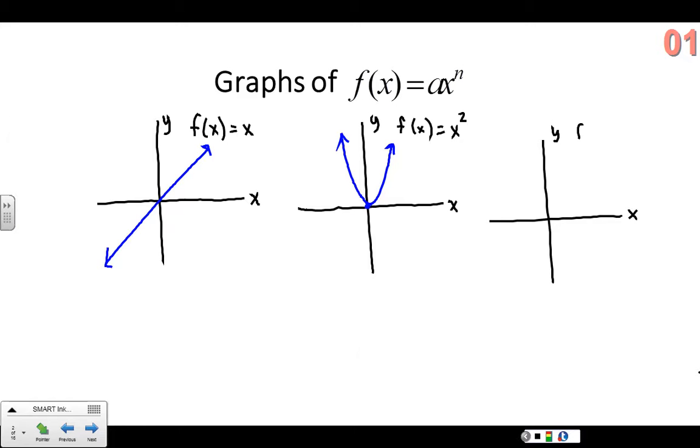Okay, so if f of x is equal to x cubed, we know that is increasing across its entire domain also. Let's raise it to another power. Let's go to x to the fourth.